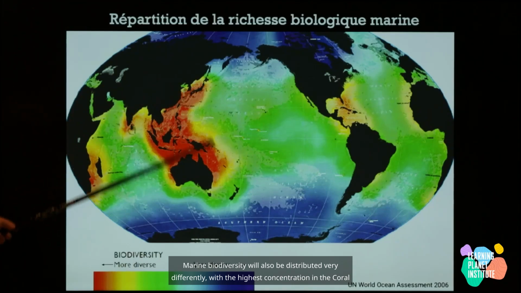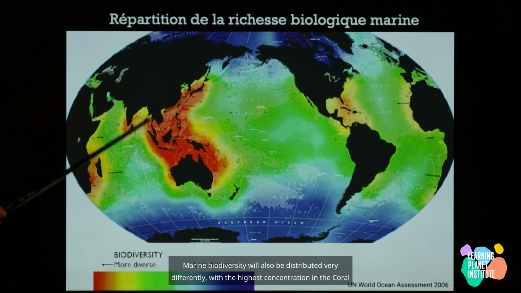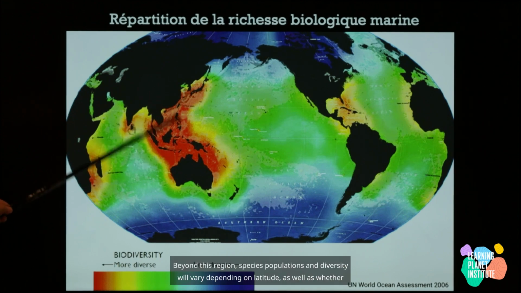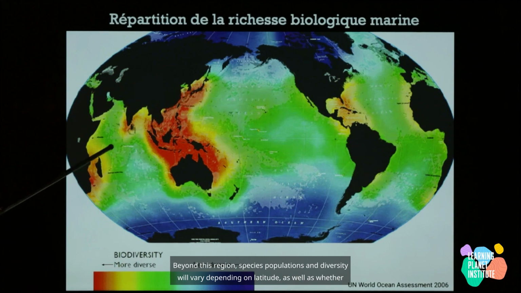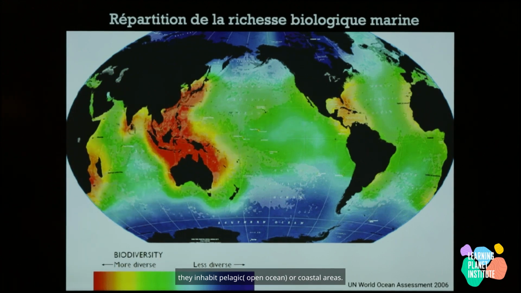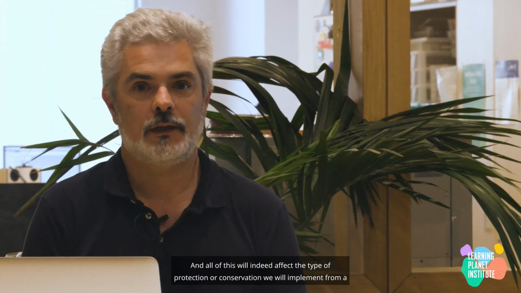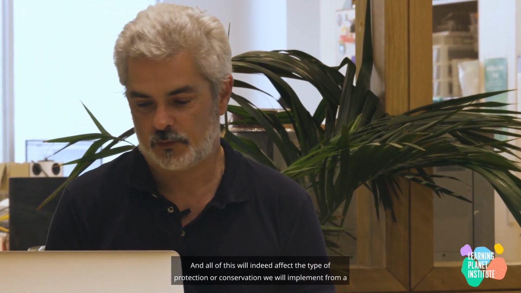marine biodiversity will also be distributed very differently, with the highest concentration in the coral triangle. Beyond this region, species populations and diversity will vary depending on latitude, as well as whether they inhabit pelagic, open ocean or coastal areas. And all of this will indeed affect the type of protection or conservation we will implement, as from a terrestrial perspective.